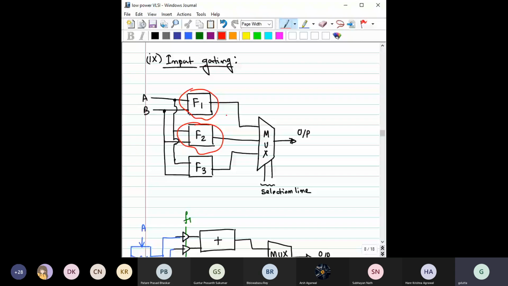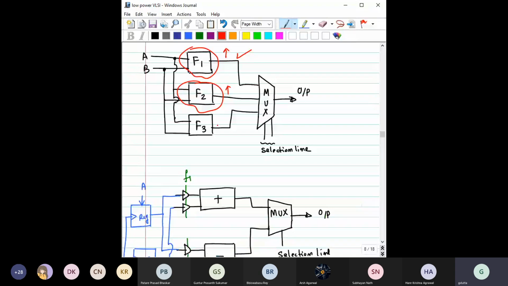So whenever A and B appear simultaneously, after some delay it will produce the sum. After some more time, it will also produce the subtraction, the difference. But suppose at that moment you only need the sum, then why produce the difference? Then we could block A and B from appearing across this F2, right? That way also we can save some energy. So you can see the next one.